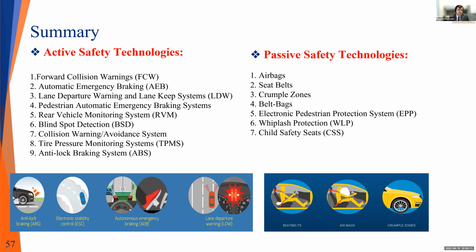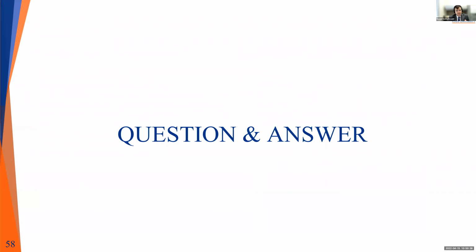And then we have also learned that there are some passive safety technologies, such as the very famous ones we are all familiar with: airbags, seatbelts, crumple zones, electronic pedestrian protection systems, whiplash protections, and child safety seats. Overall, we have learned about around 25 active safety technologies and around 5 passive technologies.